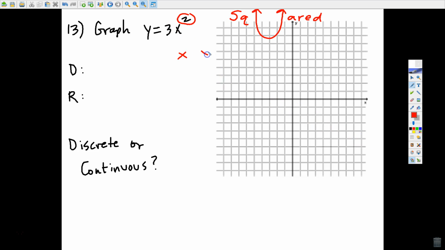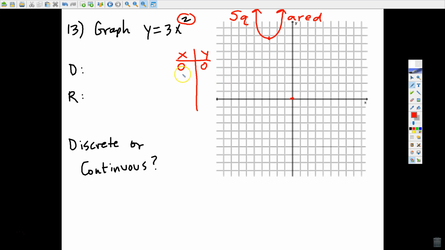All right, so to see what the u is going to look like exactly, we're just going to do a little table. And we're going to do some inputs and outputs. So I'll get us started. I'm going to input 0 for x. If I do 0 for x, 0 squared is 0, 0 times 3 is 0. So that tells me that the origin is going to be on this graph. It's actually going to be the vertex of the u.